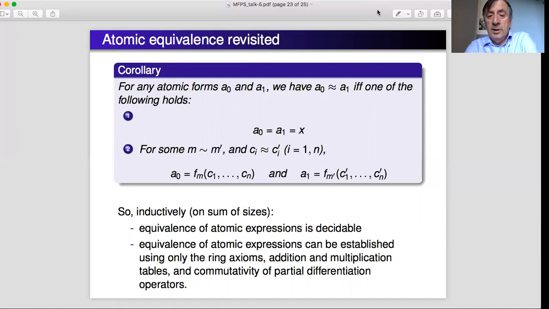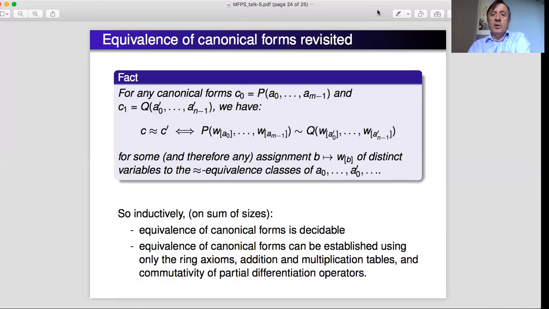You can also push through a proof that you can decide if two canonical forms are equivalent, using just the ring axioms, the addition and multiplication tables, and the fact that you can do partial differentiations in any order you like. So in other words, we've missed out three of the axioms for partial differentiation: the chain rule and how to differentiate sums and products.